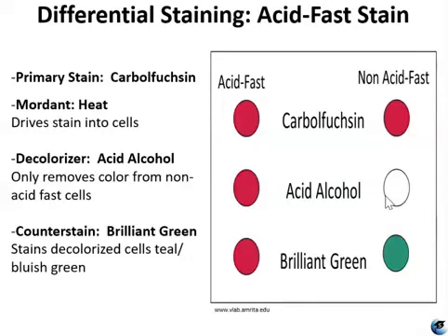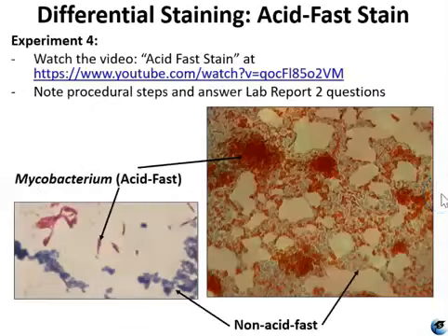And then the counterstain, brilliant green, stains the decolorized cells a teal bluish green color. At the end of the acid-fast stain, acid-fast positive cells will have a reddish color from the carbolfuchsin, and acid-fast negative or non-acid-fast cells will have a bluish green color from the brilliant green. I also have seen some procedures that use methylene blue as the counterstain, which is perfectly acceptable as well. So in general, acid-fast positive cells will have a reddish color, and acid-fast negative will have a blue or bluish green color. For experiment 4, you will learn how an acid-fast stain is performed by watching this video here.